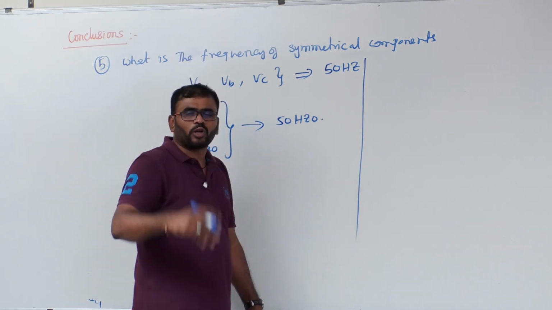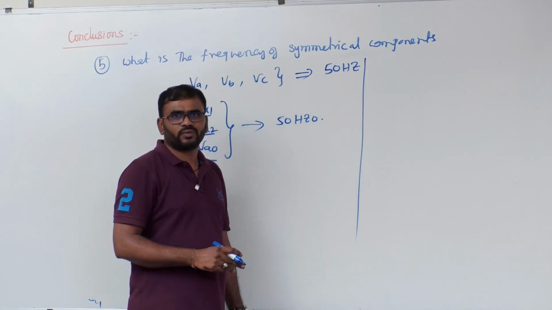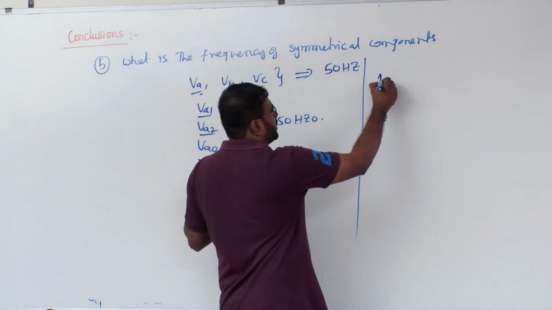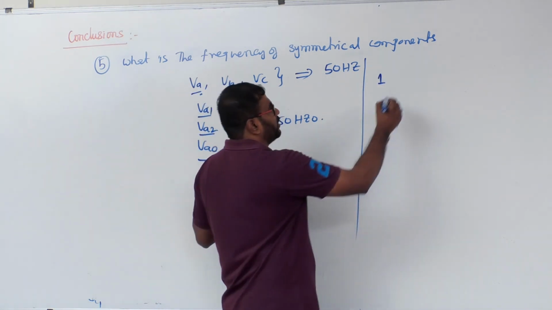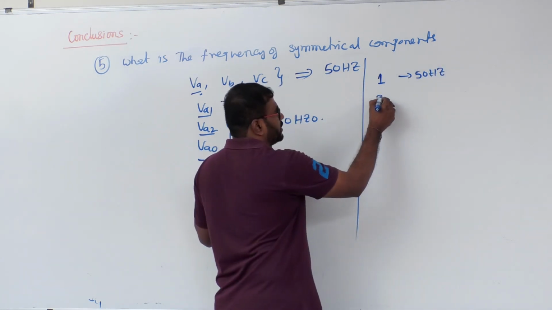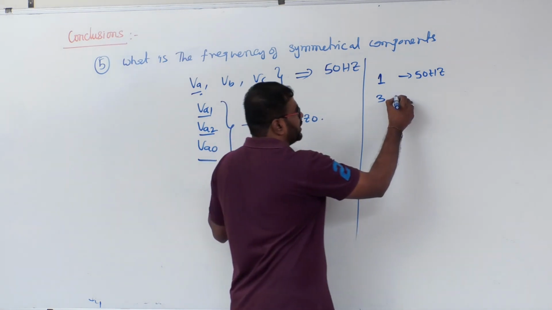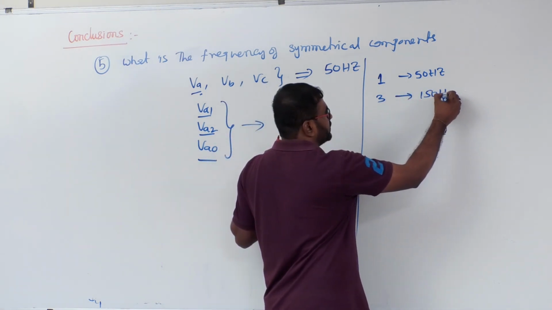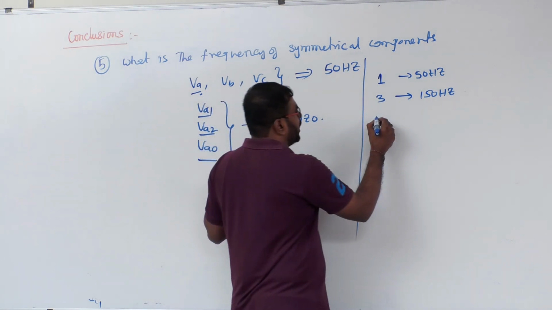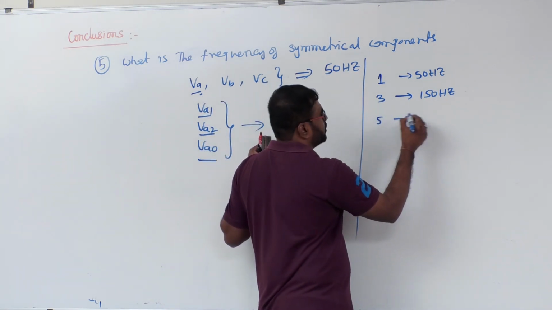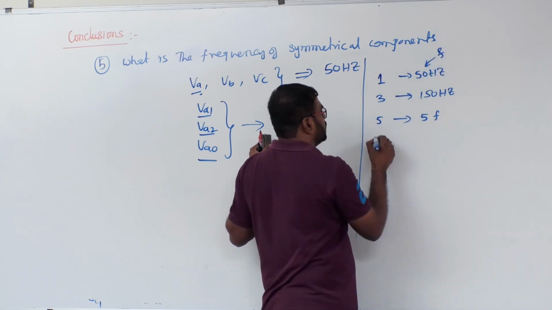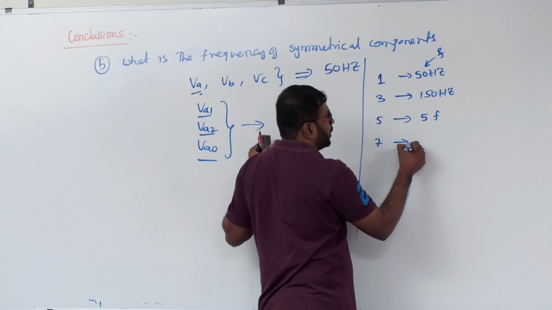If that is the case, now I am asking a simple question. You might have studied about harmonics in transformers and even in power electronics also. What is the frequency of the fundamental? Fundamental frequency is 50 Hz. What is the frequency of the third harmonic? That is 150 Hz, 3 times the fundamental frequency. What is the frequency of the fifth harmonic? 5 times F, where F is 50 Hz. What is the frequency of the seventh harmonic? 7F.